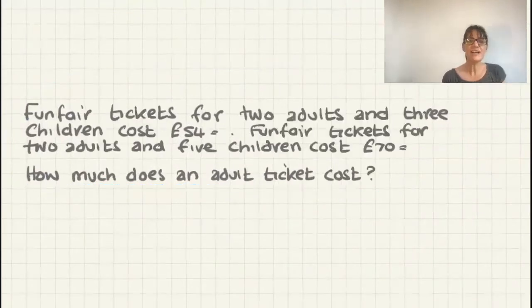So we've got funfair tickets for 2 adults and 3 children costing £54. Funfair tickets for 2 adults and 5 children cost £70. And your job is to work out how much an adult ticket costs. All right, so pause and hit play when you are ready.